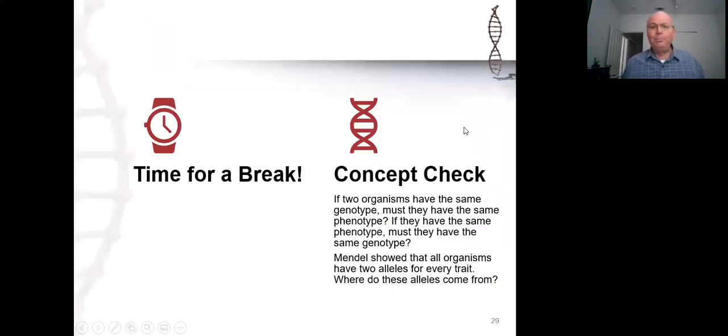So let's take another break. Here are the concept questions that I'll answer for you on the other side of the break. So if two organisms have the same genotype, must they have the same phenotype? If they have the same phenotype, must they have the same genotype? Interesting questions. Mendel showed that all organisms have two alleles for every trait. Where do these alleles come from? I'll see you on the other side of the break with the answers to the questions.